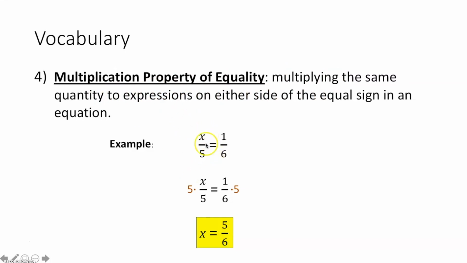So for example, we have this proportion. Now, the multiplication property of equality says if we want to multiply one side of the equation by 5, it's okay as long as we do the same thing to the other side of the equation. So here, we multiply both sides of the equation by 5, and what happens is these end up canceling out, and we get x is equal to 5 over 6. That's how we solve this particular proportion. That's one way to do that.